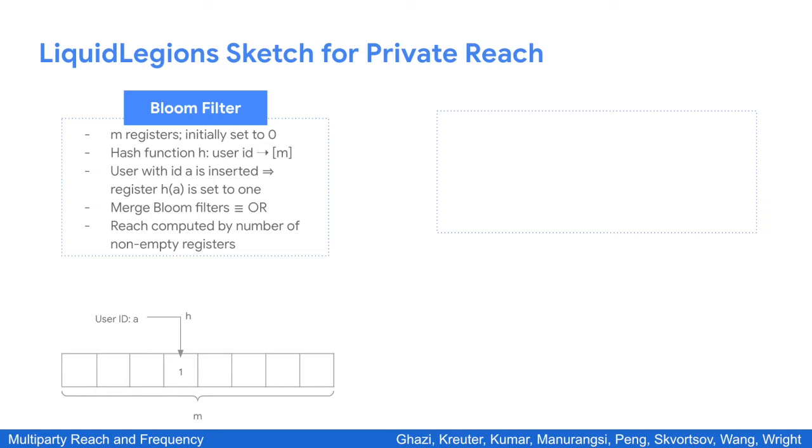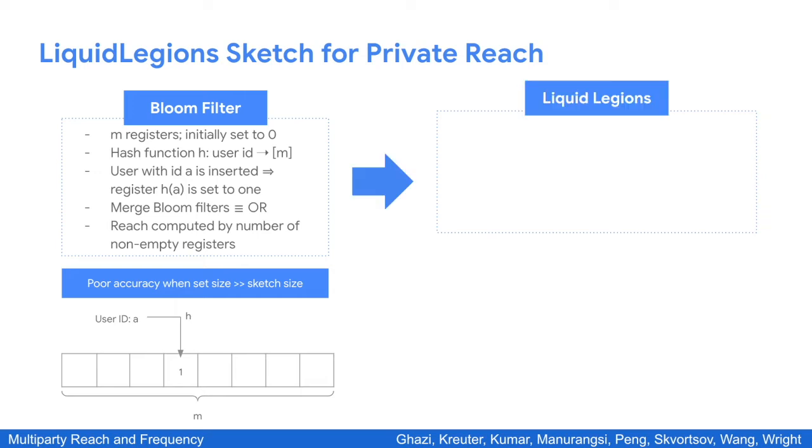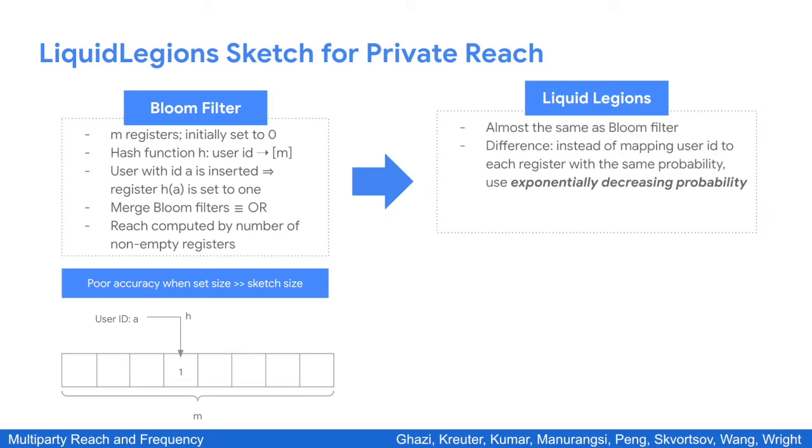All these are good, except that the accuracy of the Bloom filter becomes very poor when the reach is much larger than the sketch size m. This leads us to our modification of the Bloom filter sketch, which we call the liquid legion sketch. It's almost the same as the Bloom filter, except that instead of having a hash function that maps each user ID to a uniformly random register, we take a map such that there is more probability that it gets mapped at the beginning of the sketch than at the end. And this probability decreases geometrically as we go to the right of the sketch. This can be thought of as a smoother version of the so-called ball and pin trick.